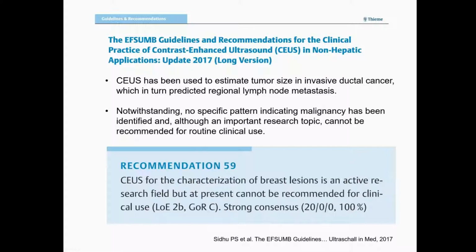So in this guideline, the recommendation for CEUS in breast is that CEUS for characterization of breast lesions is an active research field. But at present, it cannot be recommended for clinical use. It contains strong consensus of all 20 panel members of this guideline. So I think there are many unanswered questions for breast CEUS.